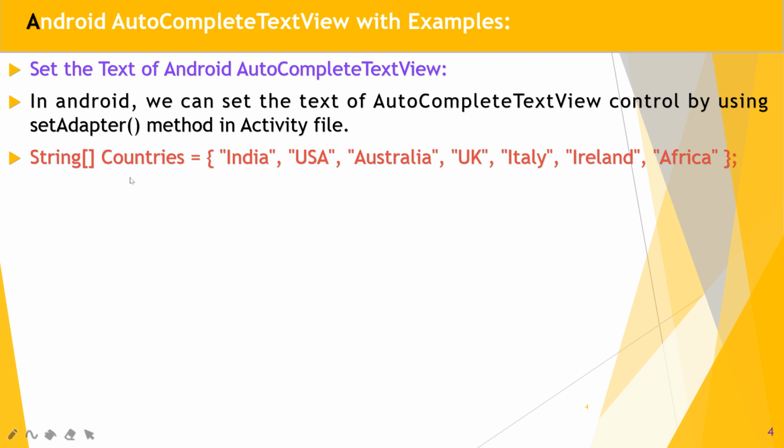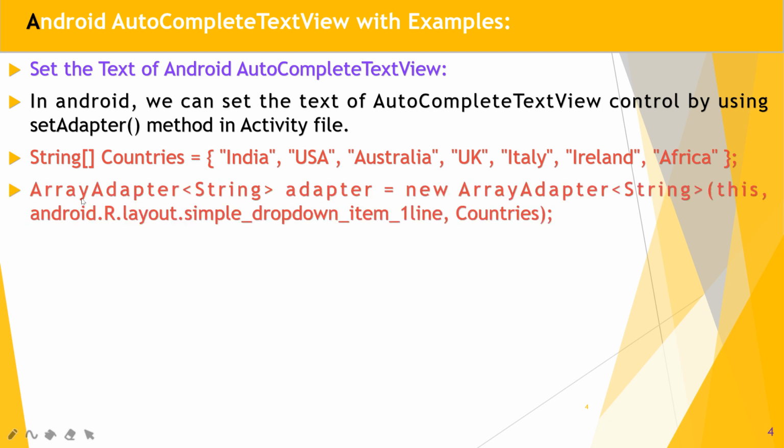So these are the countries we want to give as suggestions in the drop down list. You can write any names of countries like India, UK, US, Australia, etc., and create an array of strings. Then, using the ArrayAdapter class, typecast it into String.